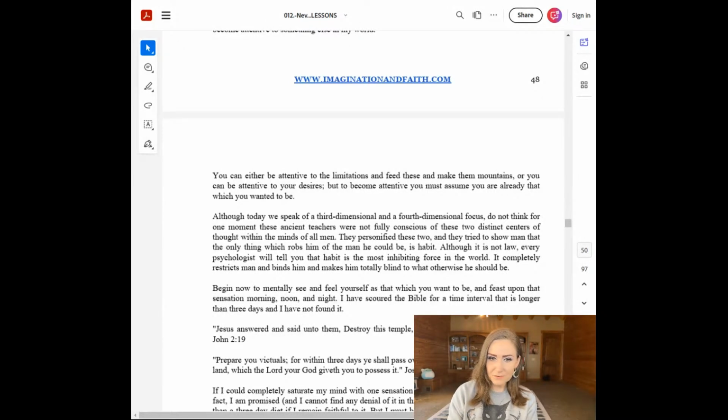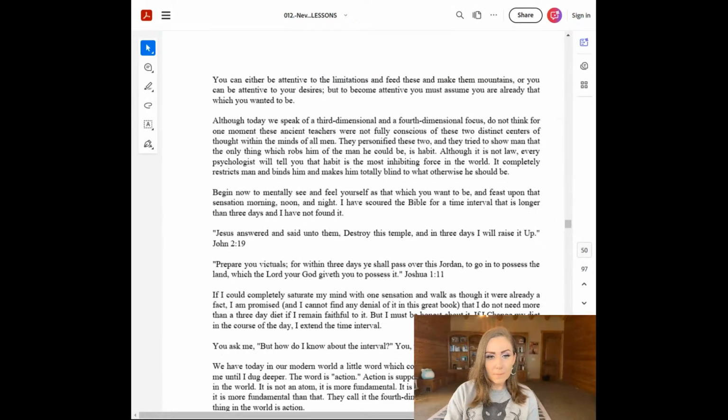They personified these two, and they tried to show man that the only thing which robs him of the man he could be is habit. Although it is not law, every psychologist will tell you that habit is the most inhibiting force in the world. It completely restricts man and binds him and makes him totally blind to what otherwise he should be. Habit is the reason we are where we are and why it feels so damn difficult to change.